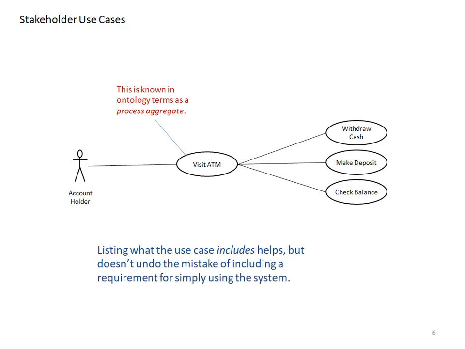In ontological terms, if I were using ontologies to govern my requirements, I would view visiting the ATM as a process aggregate. It's putting things together that are really the leaves. So visiting the ATM really isn't a use case in and of itself. It's an aggregate process that puts it all together. What have I done if I go to the ATM and withdraw cash twice and make three deposits and check four balances? In aggregate, those steps would be the visit to the ATM. But use cases aren't about process aggregates. They're about actual use cases.